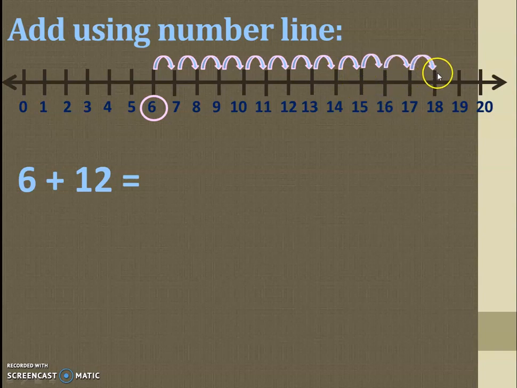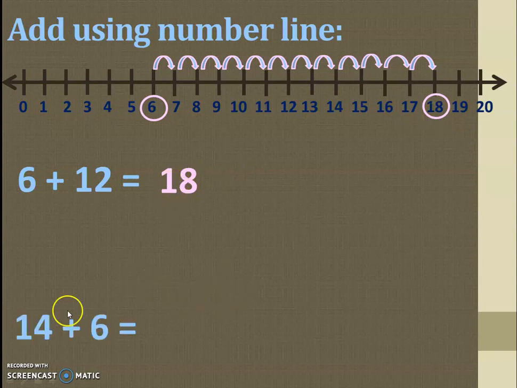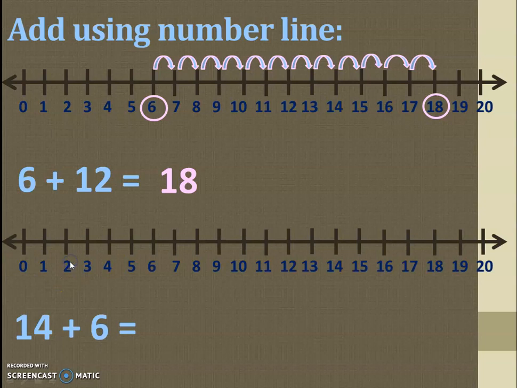So it stops straight at 18. So our answer is 18. It stops at 18 down. So our answer is 18. Okay. Now next number is 14 plus 6. With the same number line we are going to do the number line here.